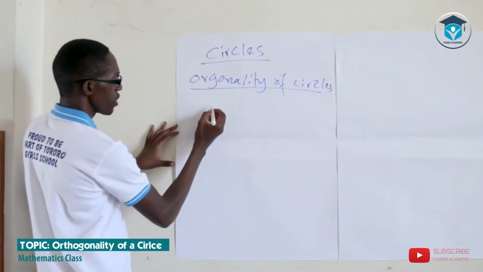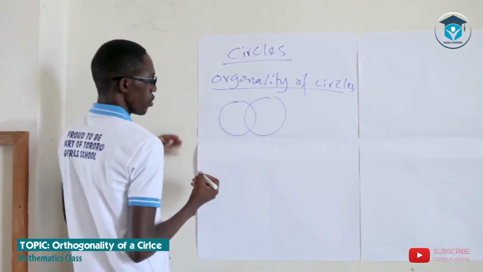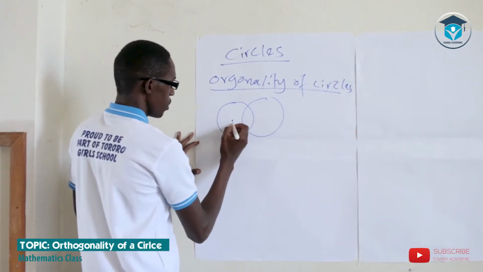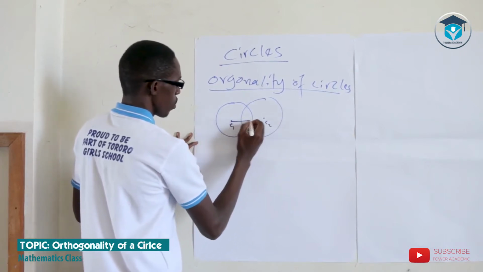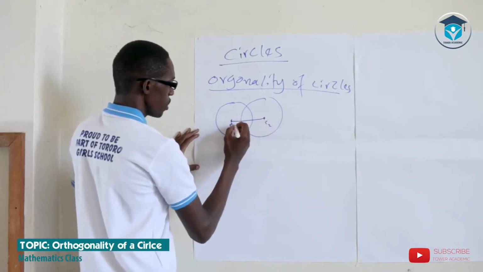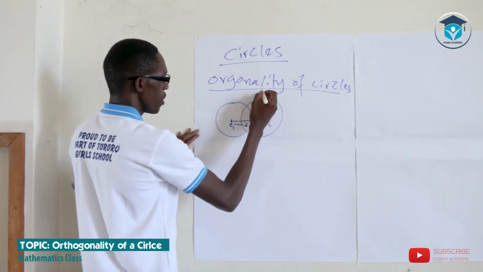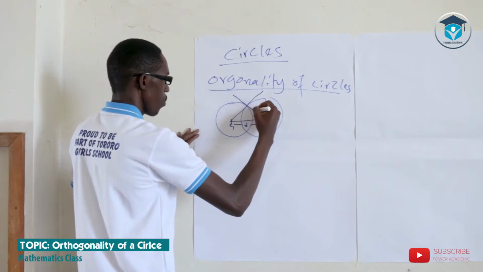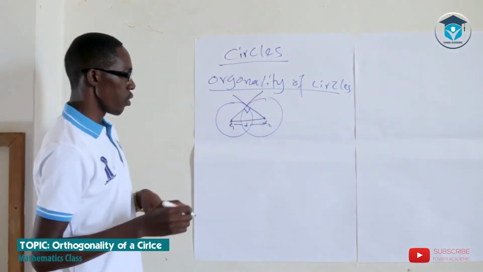so here we are going to look at two circles. We take this to be the center, then also this one has a center. Then the distance from here, we can also get it. Then we want to show that this circle and this circle are meeting at 90 degrees, or they are orthogonal.